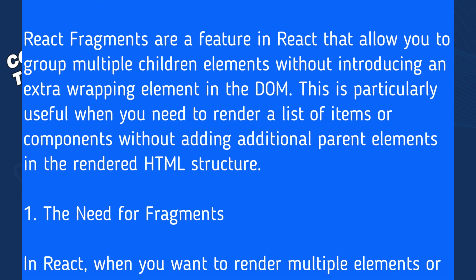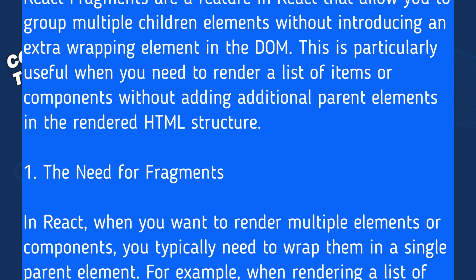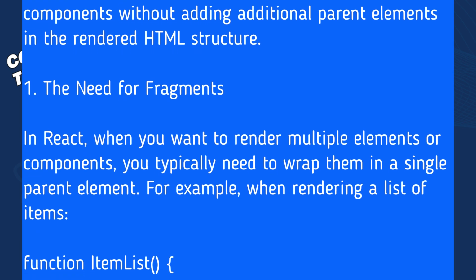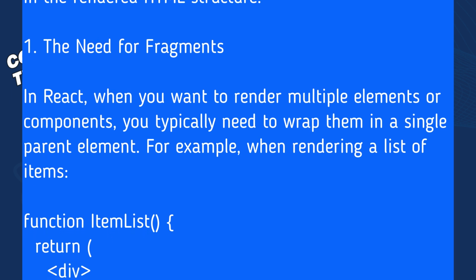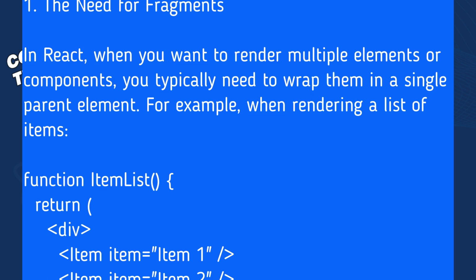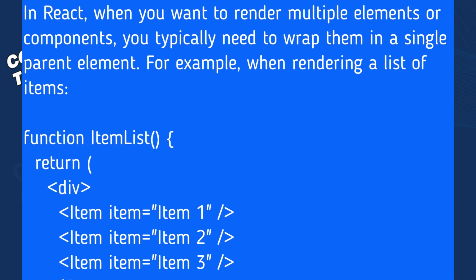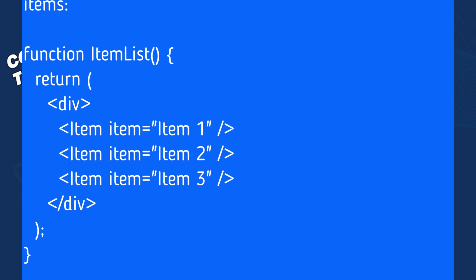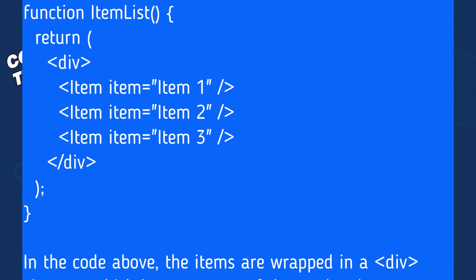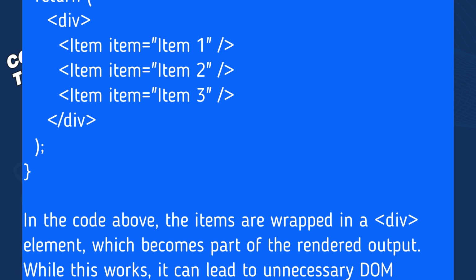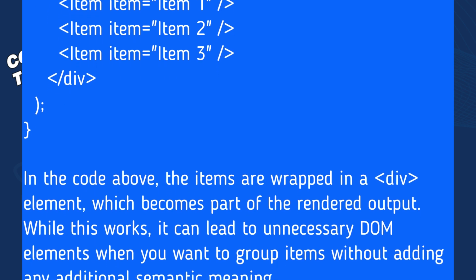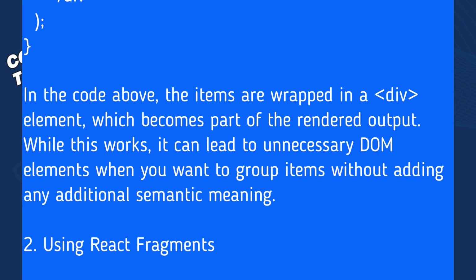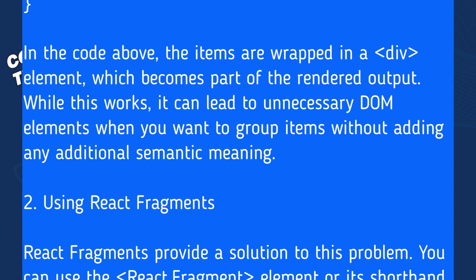1. The need for fragments. In React, when you want to render multiple elements or components, you typically need to wrap them in a single parent element. For example, when rendering a list of items: function ItemList, return, div, Item equals item 1, Item equals item 2, Item equals item 3, div. In the code above, the items are wrapped in a div element, which becomes part of the rendered output. While this works, it can lead to unnecessary DOM elements when you want to group items without adding any additional semantic meaning.